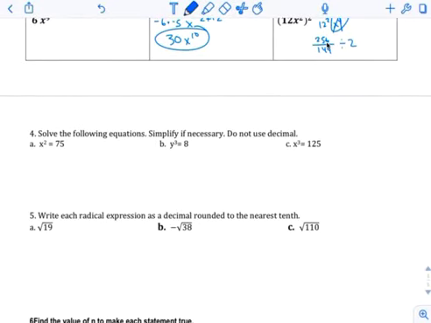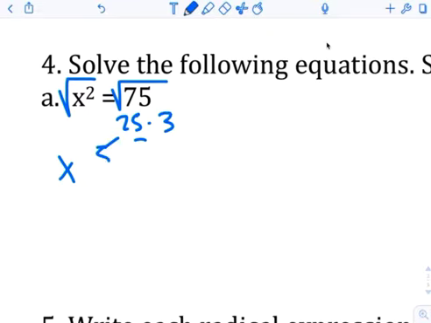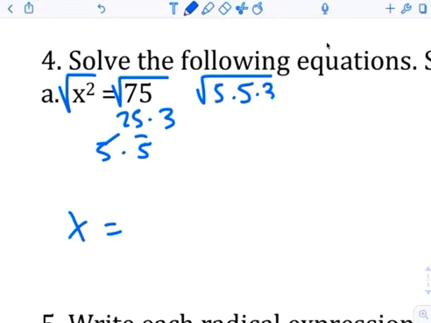Solve the equation. Simplify if necessary. Do not use decimal. Oh, so if do not use decimal, that means leave it as a radical. X equals 5 times, it's 25 times 3 for sure. And then 5 times 5. So five times 3. So you get 5 radical 3.